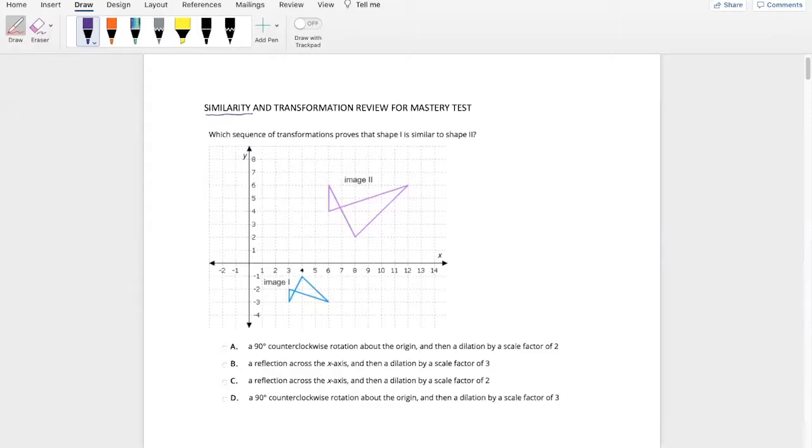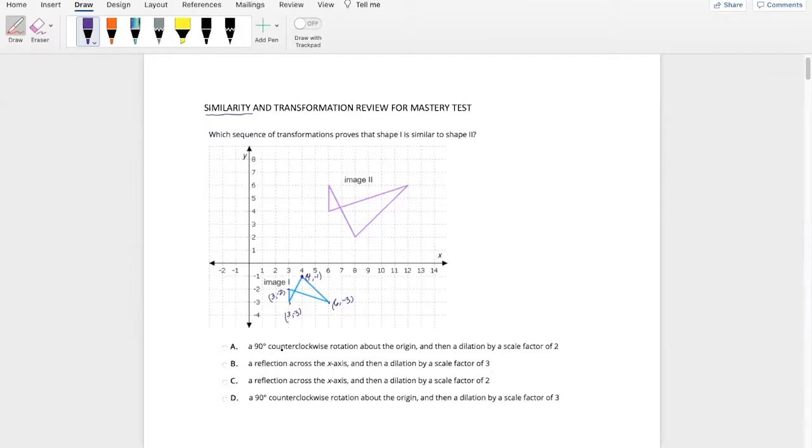So just to help us out, I am going to label some of these. So this point here would be 4, -1, 6, -3, 3, -3, and let's do this vertex there too, 3, -2. And we may have to kind of go through and cross some off as we go. So let's see what happens.